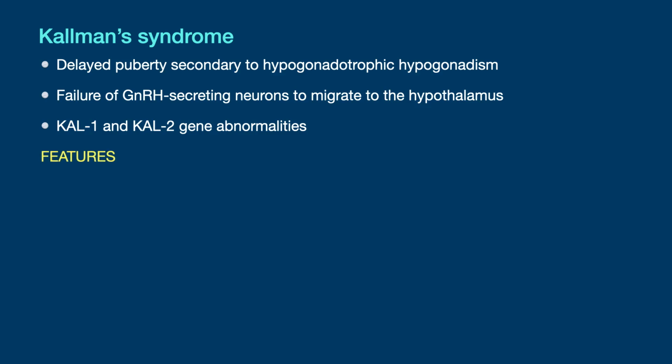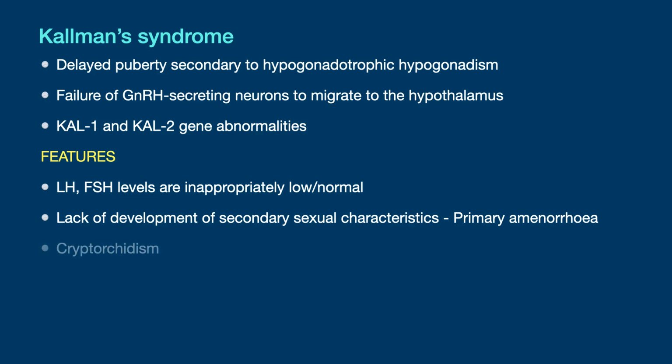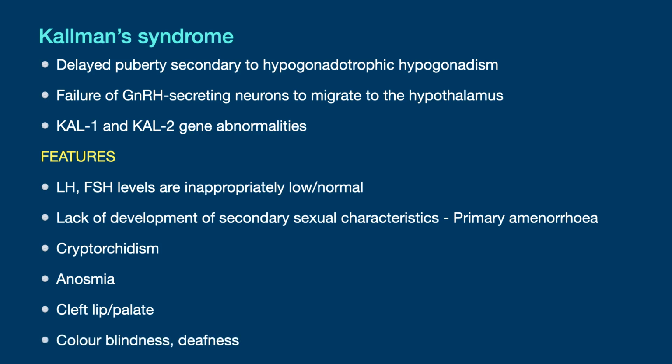Among the features seen are low LH and FSH levels, lack of development of secondary sexual characteristics causing primary amenorrhea, cryptorchidism, which is more suggestive of Kallmann's than Klinefelter syndrome, anosmia, which is the lack of sense of smell due to the failure of the olfactory bulb to develop, leading to loss of gonadotropin releasing hormones, cleft lip or palate, color blindness and deafness. There is no mental retardation seen in Kallmann syndrome, and patients are typically of normal or above average height.